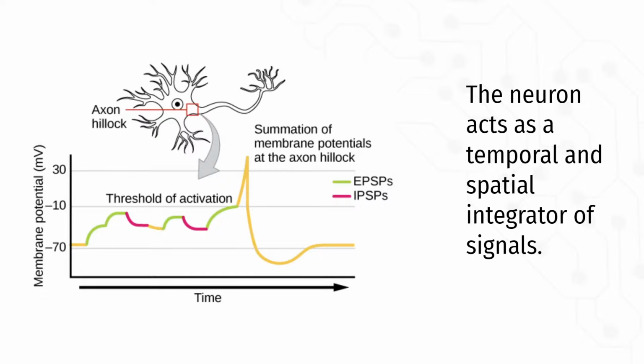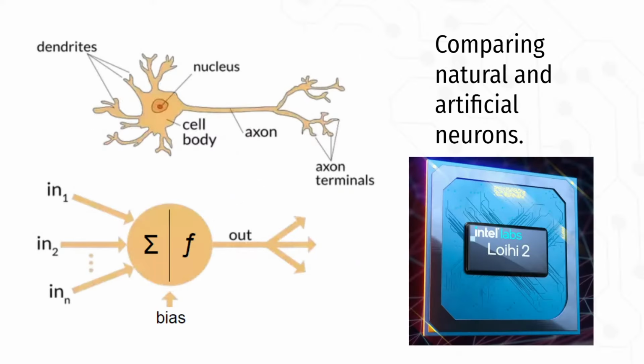Even in the artificial neural networks that we are creating right now, we still haven't mastered the art of temporal integration of signals. The latest generation of neural networks are the ones which are incorporating this into their function, right? And now we're going to compare artificial and natural neurons.